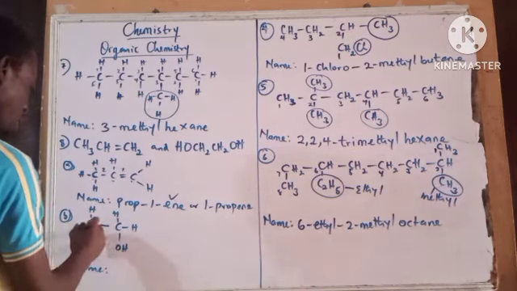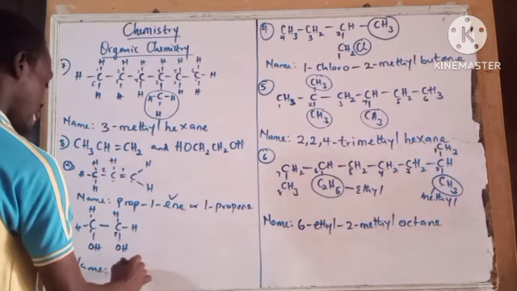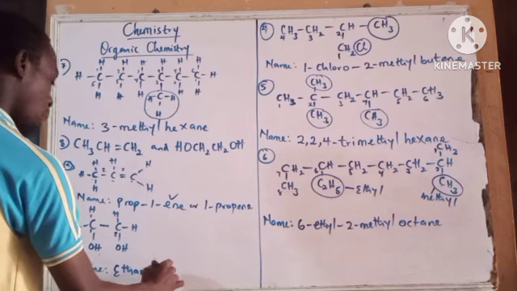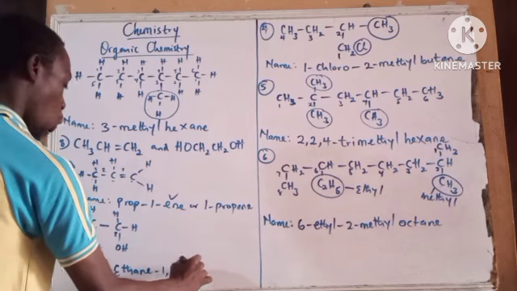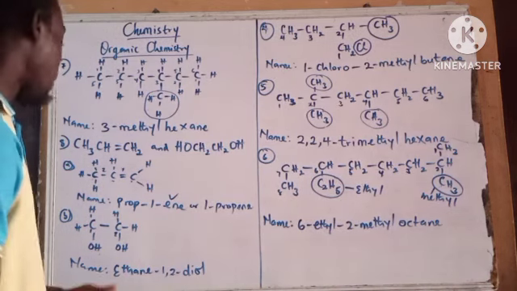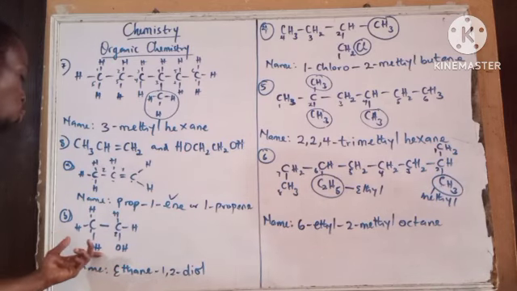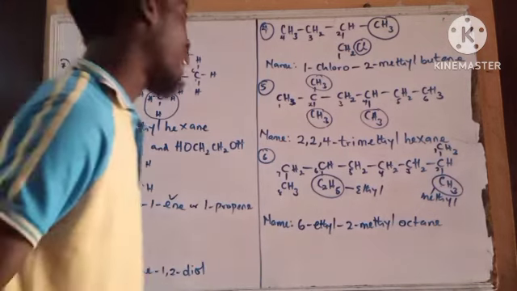So here, this is my carbon 1 and carbon 2. So this will be ethane-1,2-diol. This is the name of this compound. Diol because of the presence of two alkanol groups. So it will be ethane-1,2-diol.